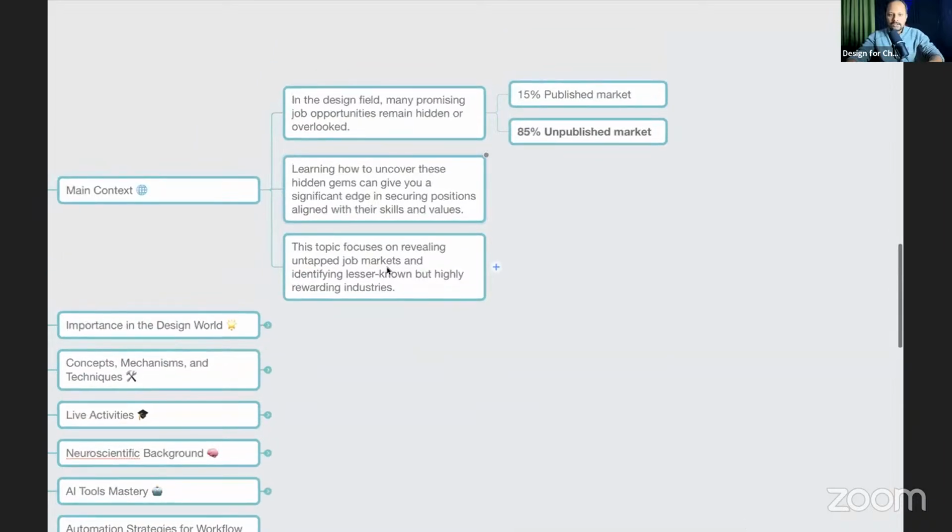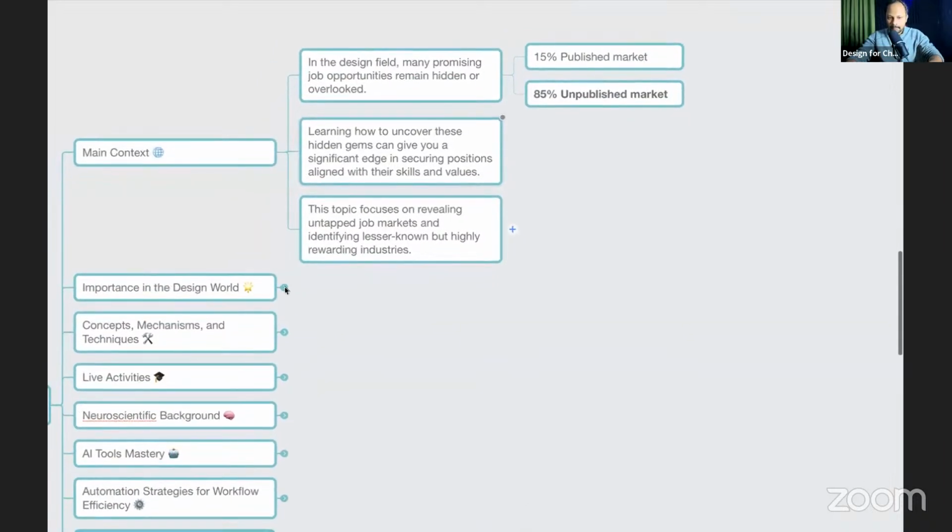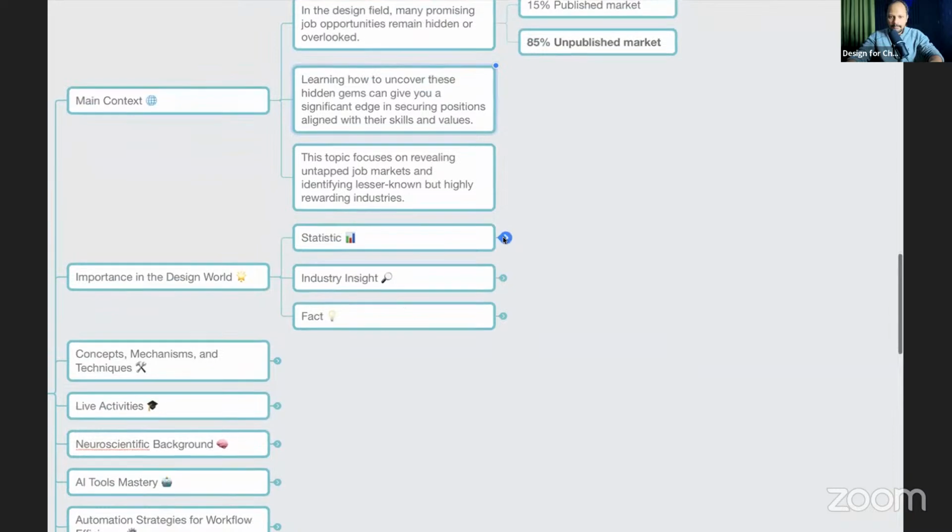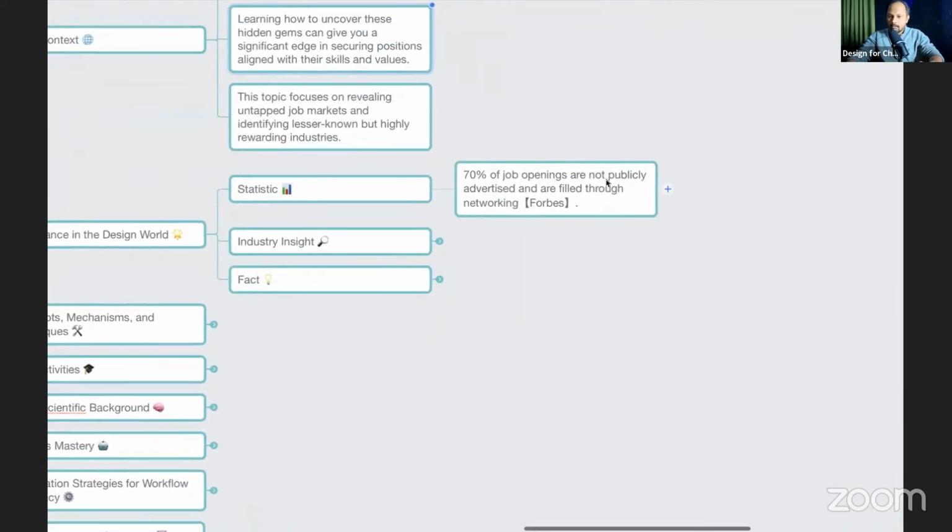Let me share the screen, guys. Just a second. So this topic focuses on revealing the untapped market. That's what I've told you. First of all, let me give you a quick snapshot. 70% of the job openings are not advertised and are filled through networking. Forbes has researched it. For me, it is more than 85%.